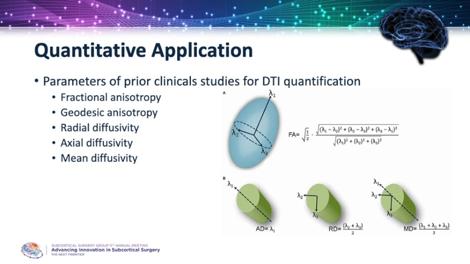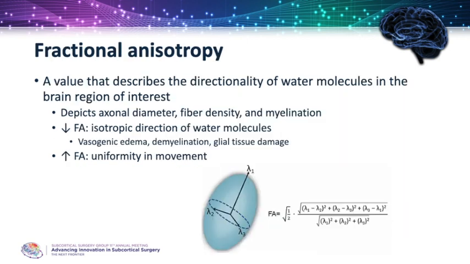For this particular talk, some of the specific metrics I'll be talking about are fractional anisotropy, geodesic anisotropy, as well as radial, axial, and mean diffusivity, which I'll briefly go into so it will help with the understanding of the study. Fractional anisotropy looks at the directionality of water molecules through a region of space.